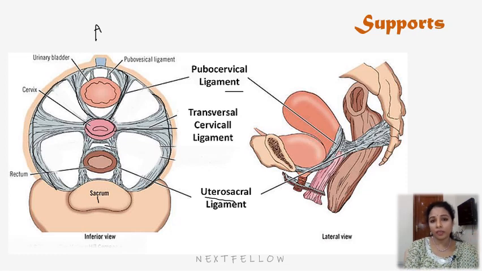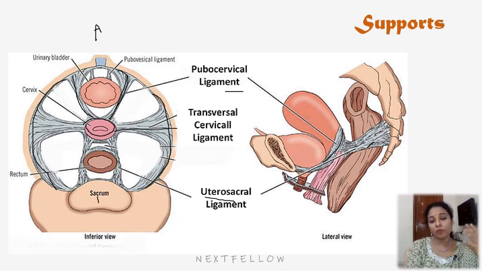The broad ligament we have just discussed previously. But the round ligament is a fibromuscular support. It supports in keeping the uterus in position, that is the anteflexed and anteverted position. It is a remnant of gubernaculum; the round ligament of uterus is a remnant of gubernaculum in the embryo.